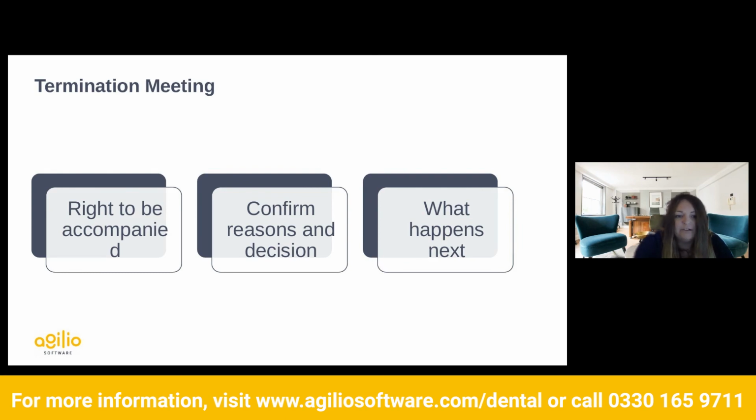So by retrieving all property at the meeting, this will save you having to pursue doing so later down the line. And lastly, advise your team member they will receive a confirmation letter in the post stating what was discussed in the meeting and also a clear termination date.